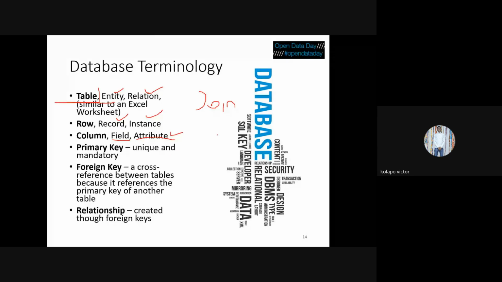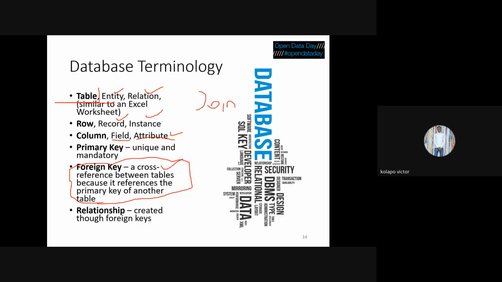Your join, I will be looking at it, and we'll be talking more about our primary key, and we'll also be talking about our foreign key. Because a foreign key is a cross-reference between tables, since it references the primary key of another table. We need to note this emphatically. If you don't understand what this is, then you can't join tables together. Primarily, you can't.